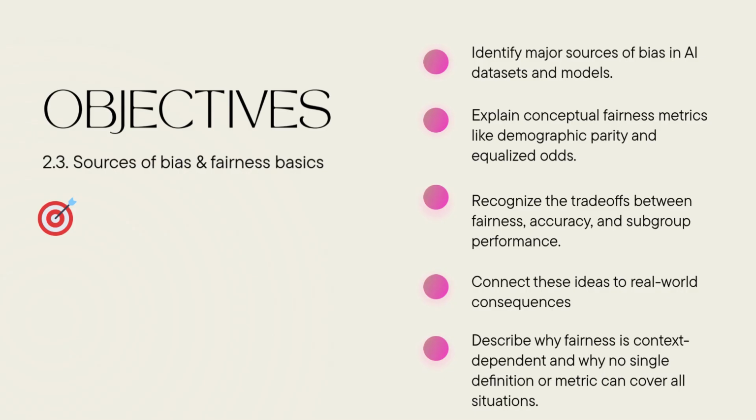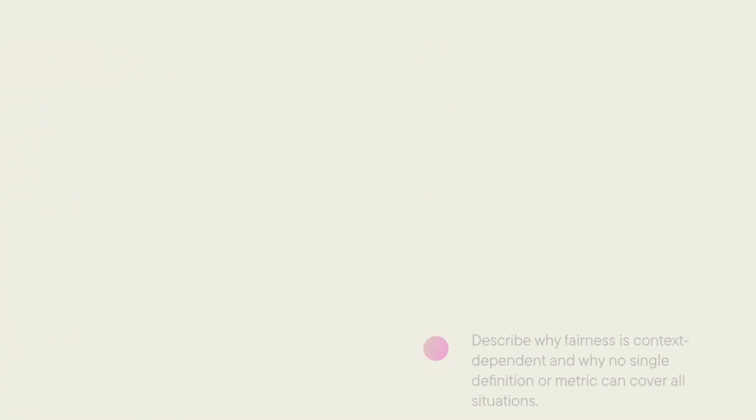By the end of this lesson, you'll be able to identify major sources of bias in AI datasets and models, explain conceptual fairness metrics like demographic parity and equalized odds, recognize the trade-offs between fairness, accuracy, and subgroup performance, connect these ideas to real world consequences, and describe why fairness is context dependent and why no single definition or metric can cover all situations.